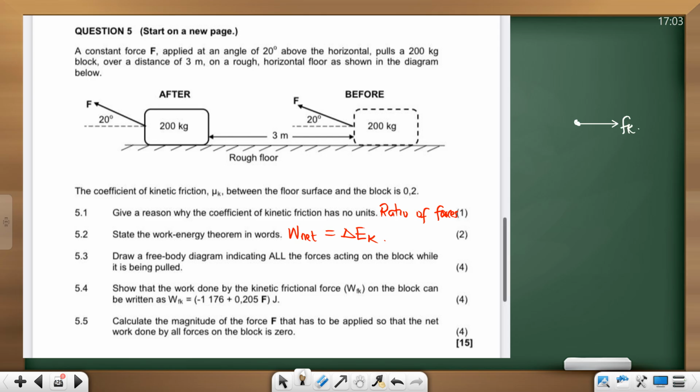Friction. Okay. What else? Force due to gravity, which is going downwards. What else? Force applied. You draw it the way they have drawn it. Yes. And then what? Normal force, because the object is on the surface. And that's your 4 marks there. Without stressing, please make sure you get this free body diagram correct. Please and please and please. There is no excuse. Friction is opposite the direction of motion.